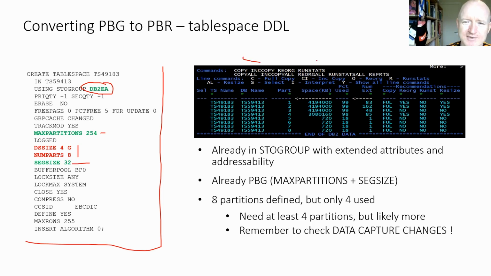On the right-hand side, we see the real-time stats, and we can see that while it has 8 partitions, only the first 4 have any data in them, and the first 3 partitions are actually full. So we have to be careful with the DSSIZE. I could potentially fit this into 4 partitions, but I would have to choose my partitioning keys very, very carefully for that to work. And we have to remember to check the data capture changes.